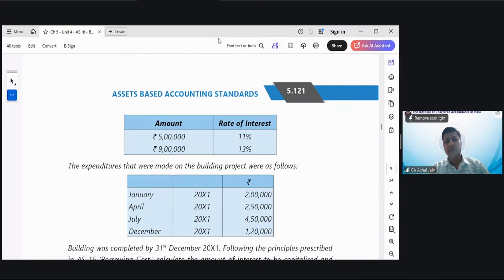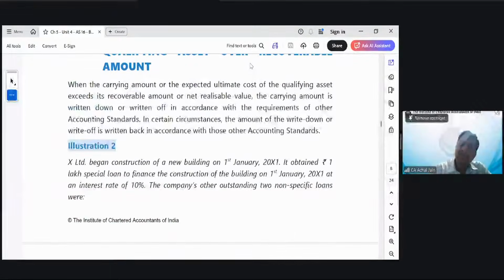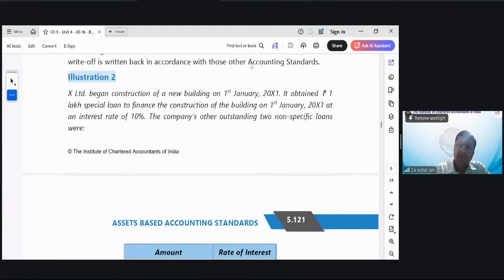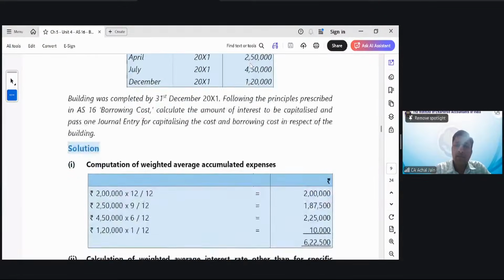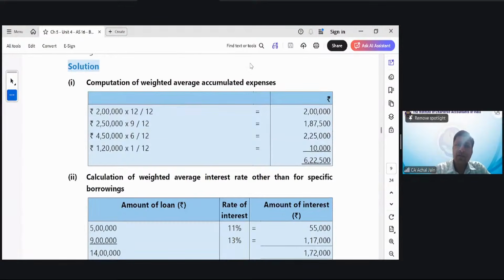Yes, sir. I have no doubt. In this question, they ask only to calculate the amount of interest to be capitalized and the journal entry, but we are calculating these 5 tables. So my doubt is.